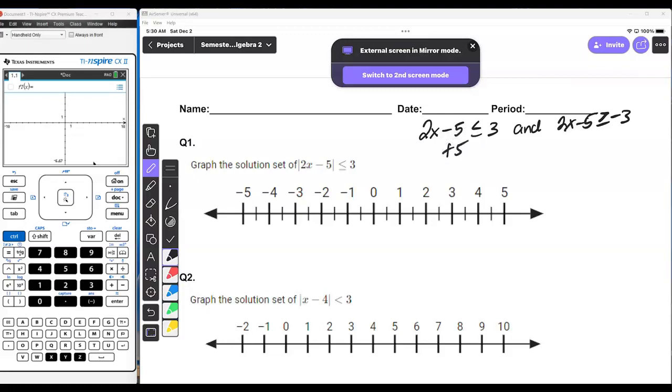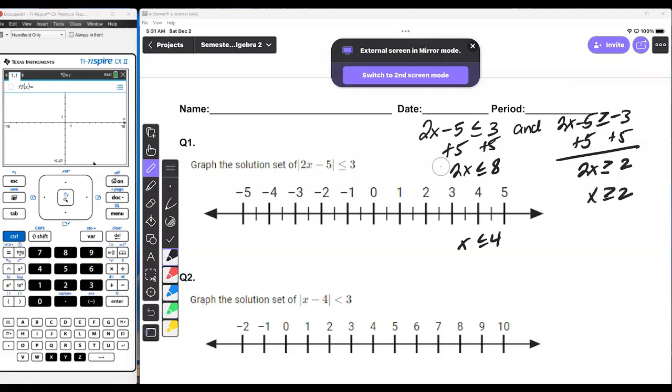So you add 5 to both sides. So you have 2x is less than or equal to 8. And so you have x is less than or equal to 4, because you divide 8 by 2. Then you add 5 to both sides. So you have 2x is greater than or equal to 2. So x is greater than or equal to 1.